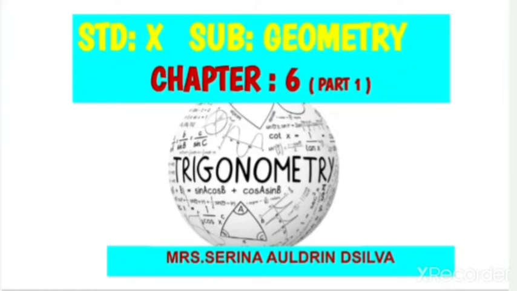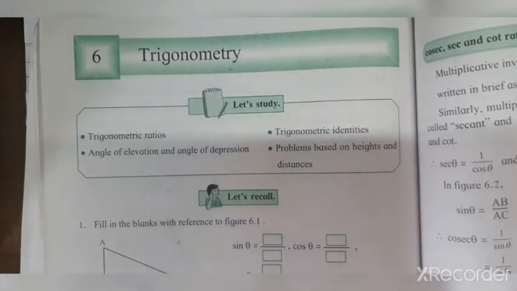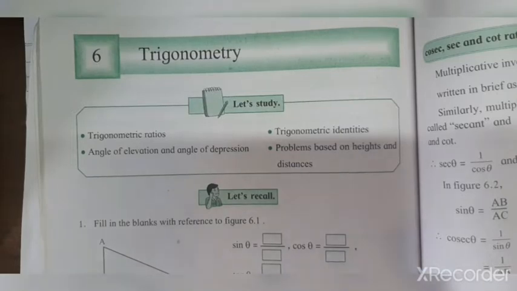So welcome to our geometry class, and let's begin with chapter 6, trigonometry, part 1. Before I start with chapter 6, let me tell you all that chapter 7, mensuration, is omitted for this year. So the entire lesson is not there for this particular year, that is 2020-2021.